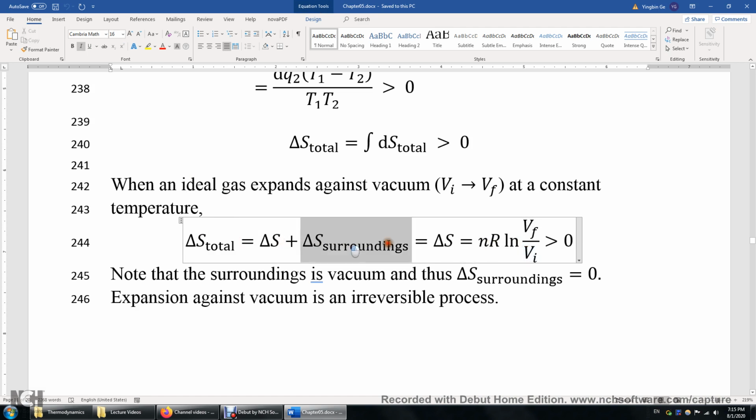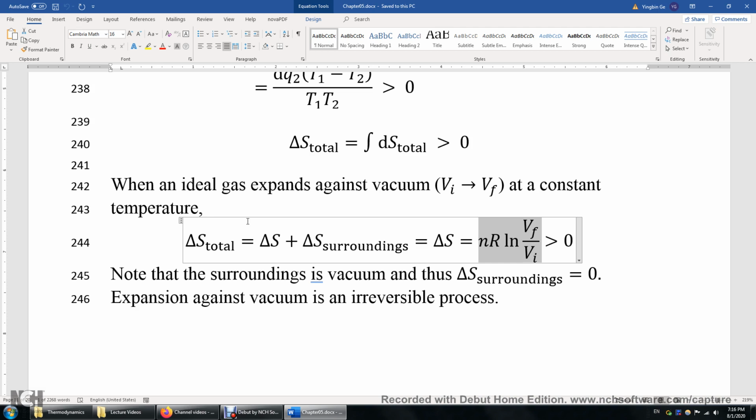What about delta S surroundings? Well, the surroundings is vacuum. There's no change to it. So the sum of delta S and delta S surroundings is this guy. And this is greater than 0 because it's expansion. All right? So we can tell the expansion of an ideal gas against vacuum is a spontaneous process because this process increases the entropy of the universe.